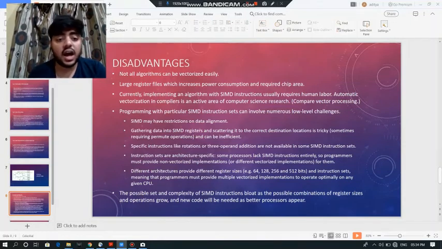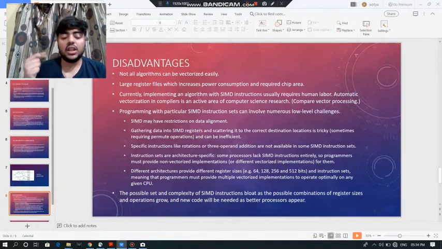Now, there are some major disadvantages of SIMD processors, because of which it is not used in all fields. These include: not all vectors can be vectorized, and not all algorithms can be vectorized. The major reason being all the instructions have to be independent from each other, which is difficult to perform individually. Also, automatic vectorization has not been achieved.